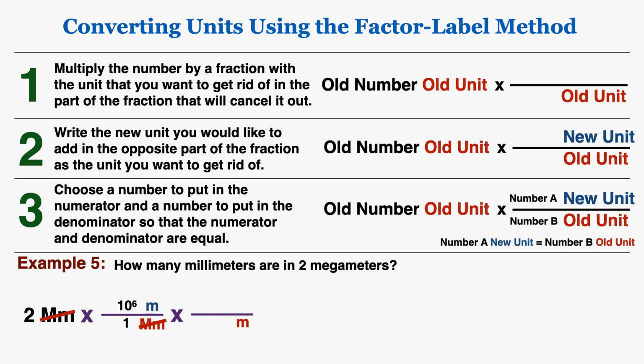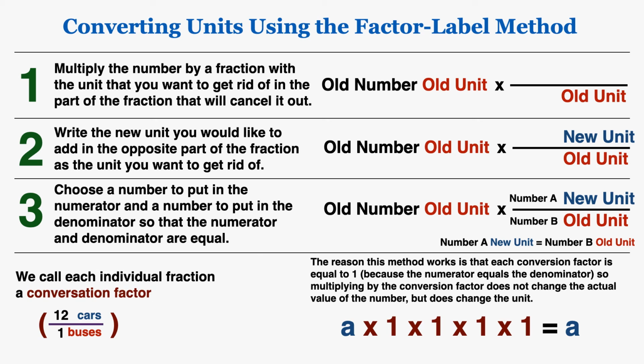And then I can go from meters down to millimeters because I know that 1 millimeter is equal to 10 to the minus 3rd meters. So those cancel out. And when I multiply out those fractions, I get 2 times 10 to the 9th millimeters. We call each individual fraction here a conversion factor because we're using it to convert from one unit to another.